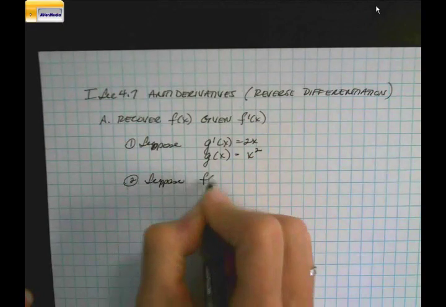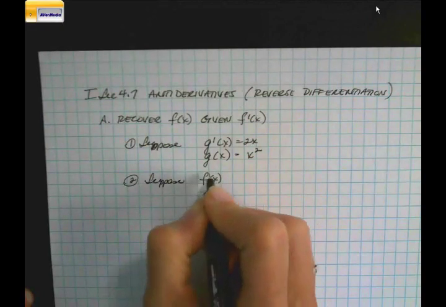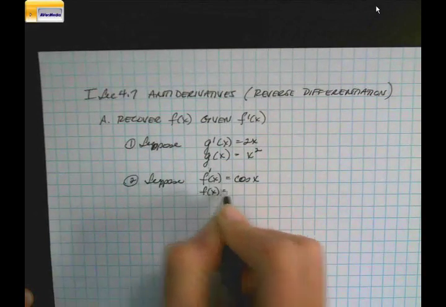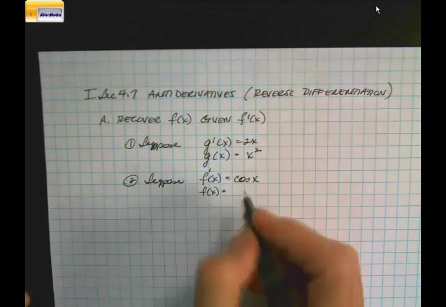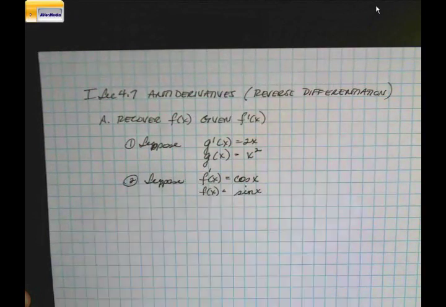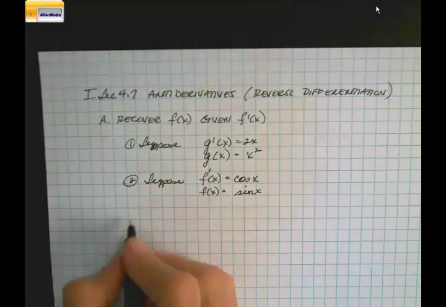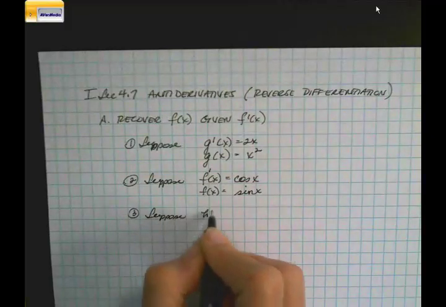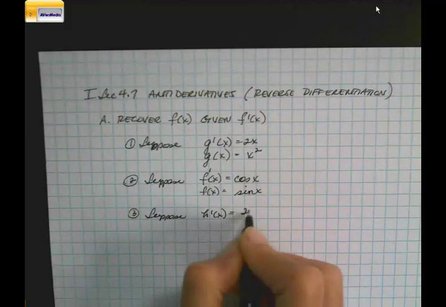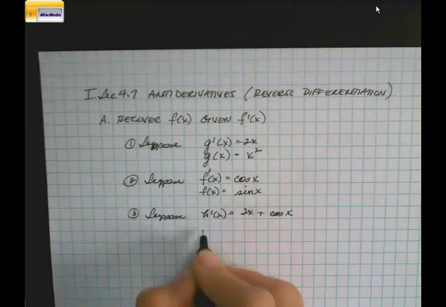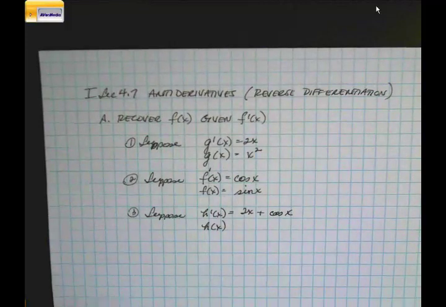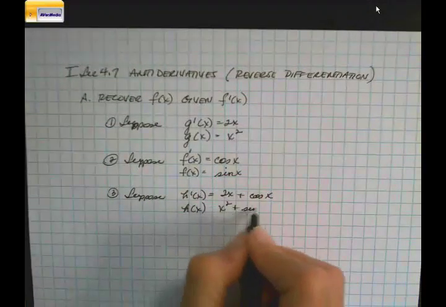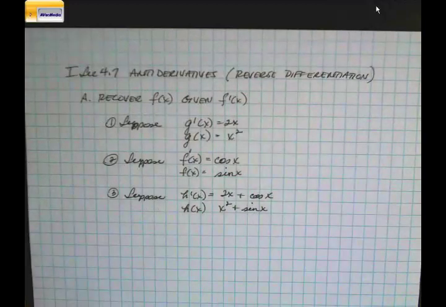Suppose the derivative of our function is cosine x. What would be the original function? Sine x. Now we'll do one more. Suppose the derivative of your function is 2x plus cosine x. What do you suppose the original function would be? There you go, that's right. You just look at it in pieces.